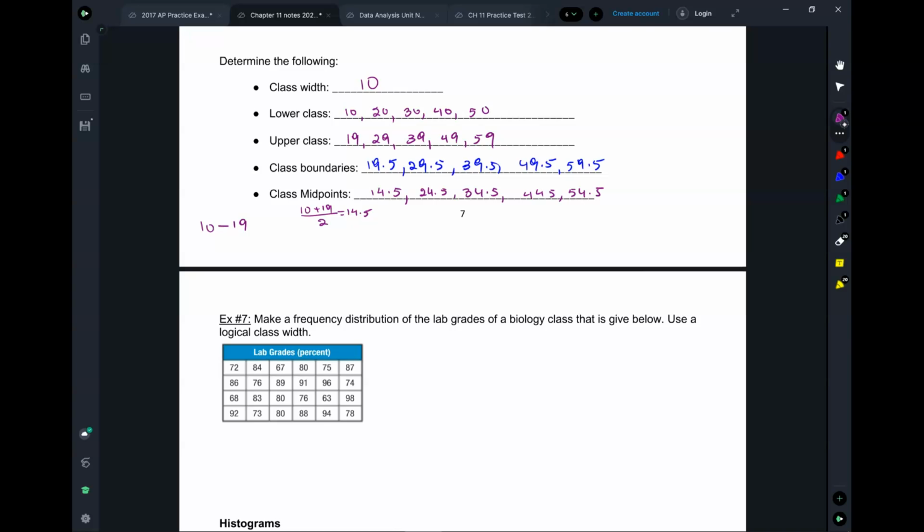Yeah. I mean, it depends, right? It's kind of tricky. If you went by tens, it's very, very easy. But if you went by fives, you have to do a little bit more thinking.